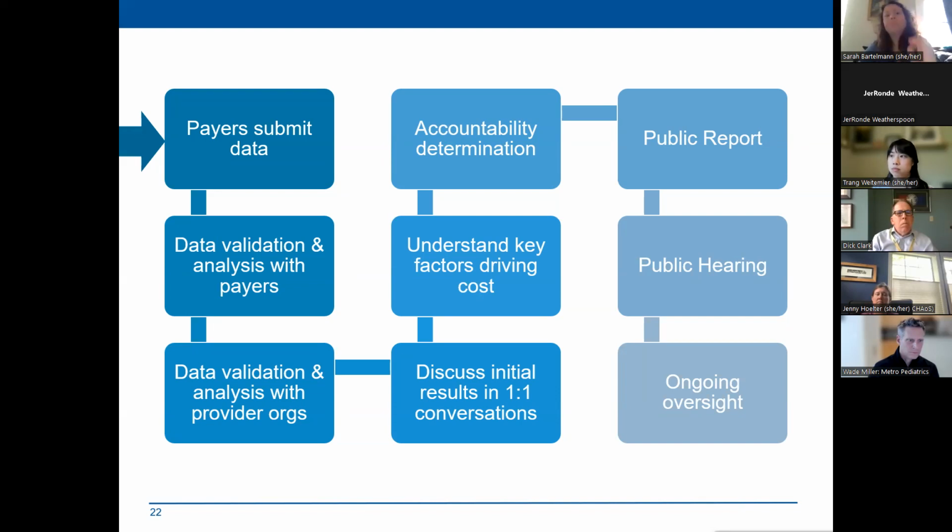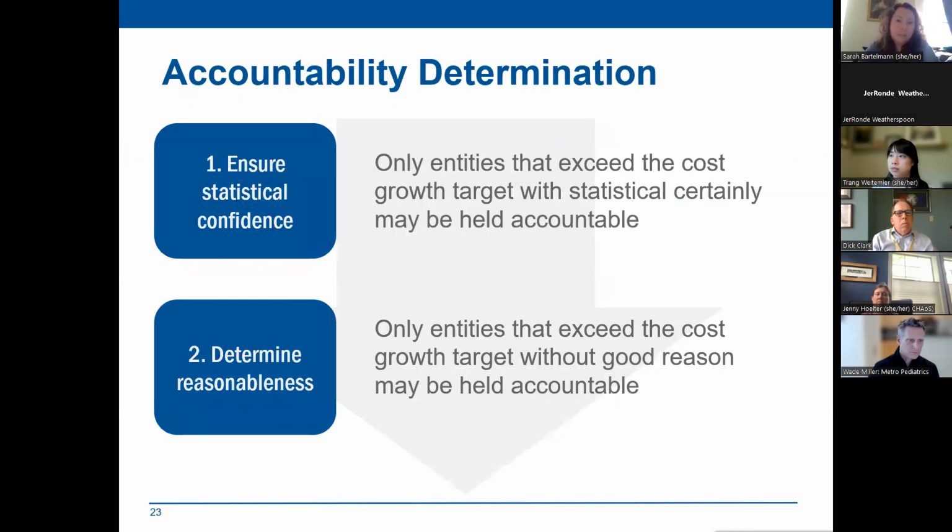Next. So let's talk about some of the accountability pieces in a little bit more detail. So one thing that we want to make sure that we're doing is that this program is as fair as possible and that we are accounting for as many pieces of noise that we can. So one of the steps that the implementation committee recommended that we are implementing is that only entities, so only payers and provider organizations that exceed the cost growth target with statistical certainty might be held accountable.